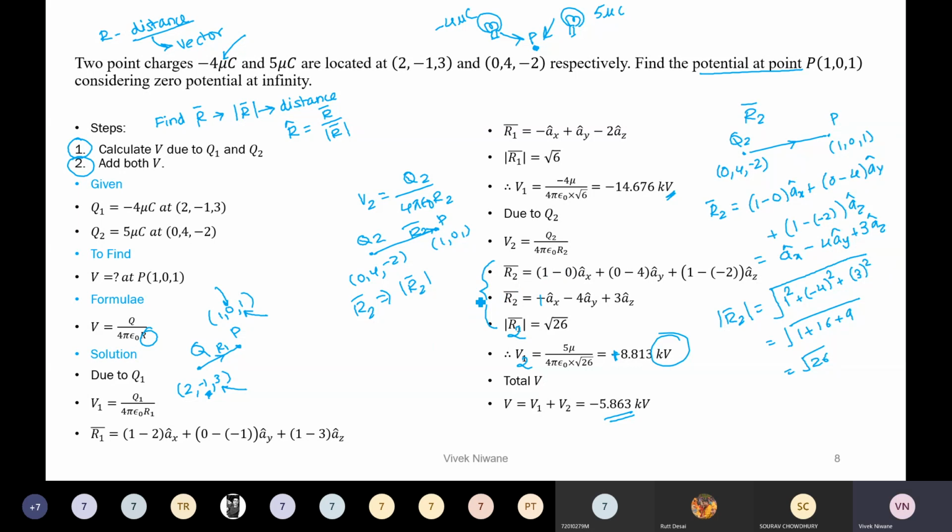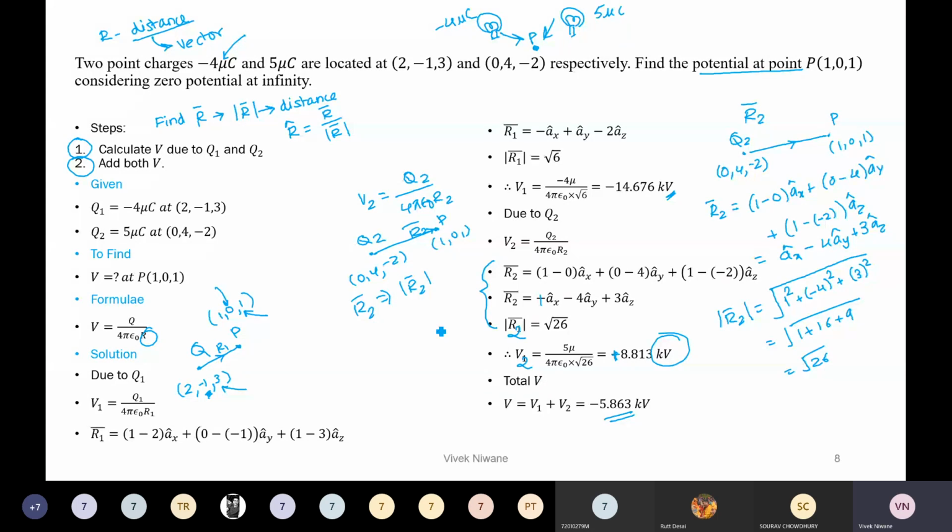Okay, it is not only for Ruth, it is for all students. If you are not able to find the vectors, I will say you should leave electromagnetics altogether, or you practice, or if you have a doubt, ask me. Choose your option. So this was the last numerical.